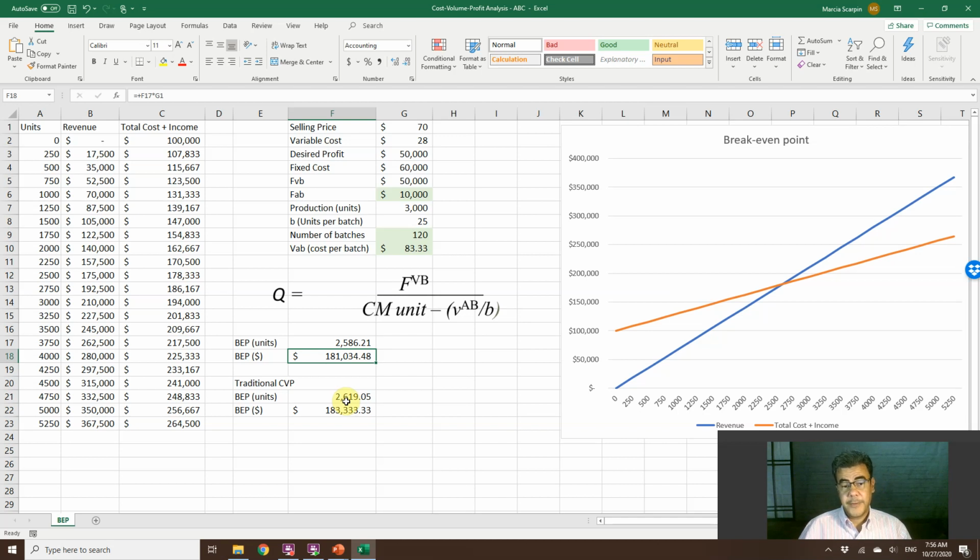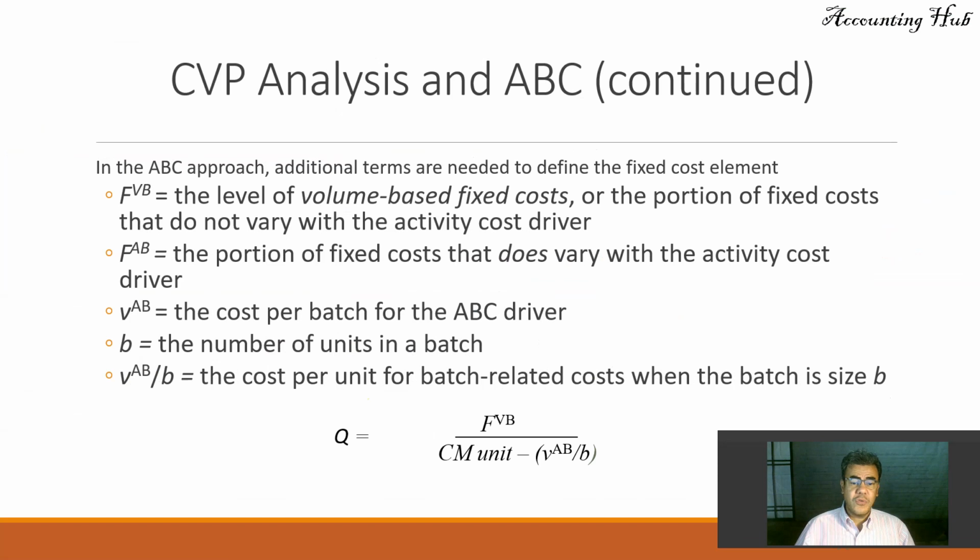Okay, guys, thank you. Oh, and here we have the formula here if you want to.